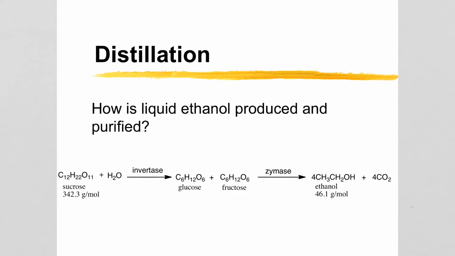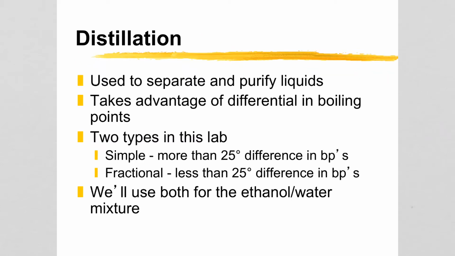Right, this is the pre-lab for week 2 of the lab, how is liquid ethanol produced and purified, and recall the technique that we're using is distillation. You've now seen that distillation can be used to separate and purify liquids by taking advantage of the differential in boiling points. Simple distillation only works really well if you've got more than a 25-degree difference in boiling points. And fractional, we'll see, can work much better if you've got two liquids that have less of a difference in boiling points. So last week we used a simple distillation.